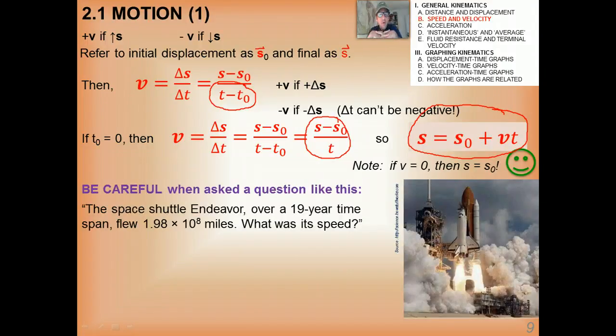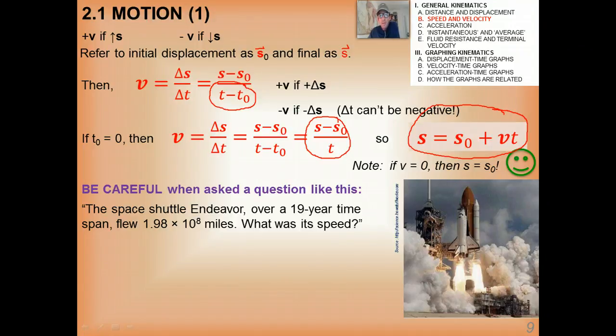You have to be really careful if you're asked a question like this. I was reading an article about the space shuttle Endeavour, and all the space shuttles have since been retired. Over a 19-year time period, Endeavour flew 1.98 times 10 to the 8 miles. Actually, is that kilometers or miles? I think that's actually kilometers. That's a lot. What was its speed?